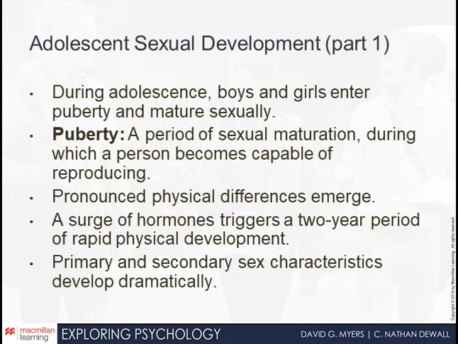Primary sex characteristics are those characteristics that are directly involved in reproduction. Secondary sex characteristics are not directly involved in reproduction. These are ways in which we normally will be able to tell the difference between someone who is male and someone who is female.